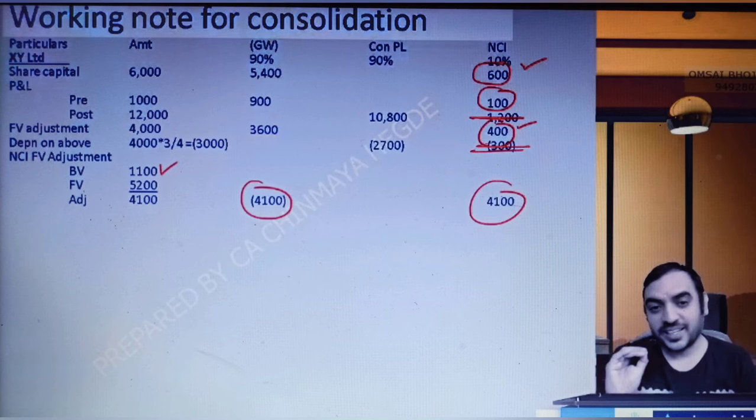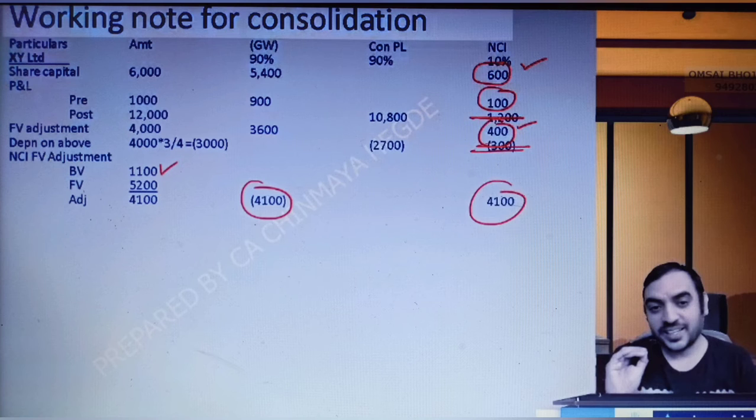Okay, let's see if you're able to get it. NCI adjustment is the difference between the book value and fair value. Book value I mean the proportionate amount. So what is the book value going to be? We consider 600. We will consider 100 because both were part of net assets, share capital also, pre-acquisition profits also. 1,200 is post acquisition profit, that will not be considered, that arose later. 400 fair value adjustment, yes, that is on the date of acquisition, we'll take it into consideration. Depreciation is a post acquisition element, we don't take it into consideration.